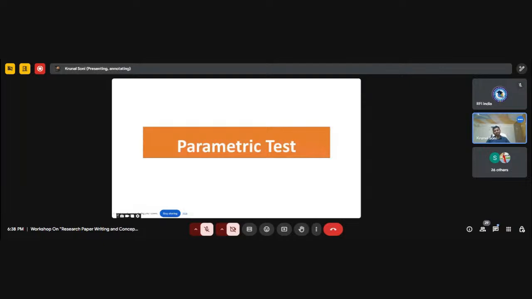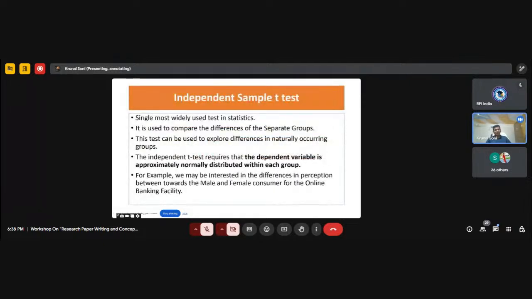Okay. So this is a parametric test, right? Firstly, it is the independent sample t-test. It is simply one of the most widely used tests in statistics. It is used to compare the difference of separate groups. Difference of separate groups means it is applicable for two groups only. And the best example in social science for two groups is male and female. So usually it is applicable on gender. That doesn't mean that it should not be applicable to others, but anywhere you have two groups, that is where it is applicable.